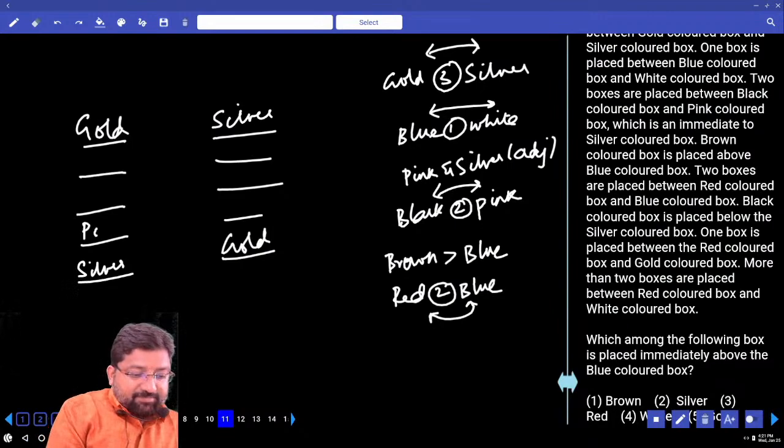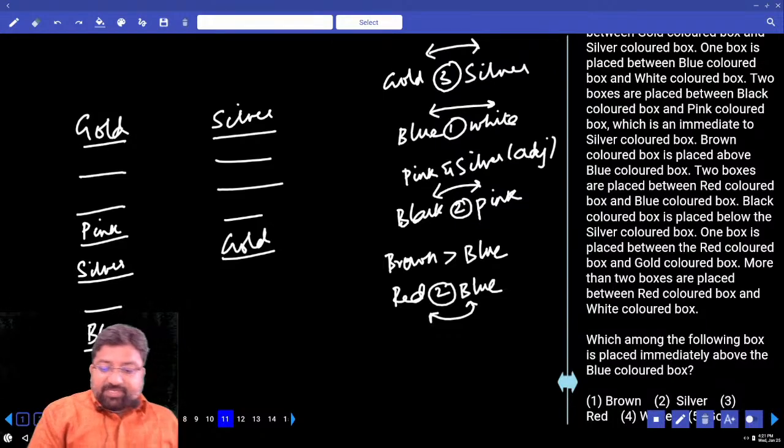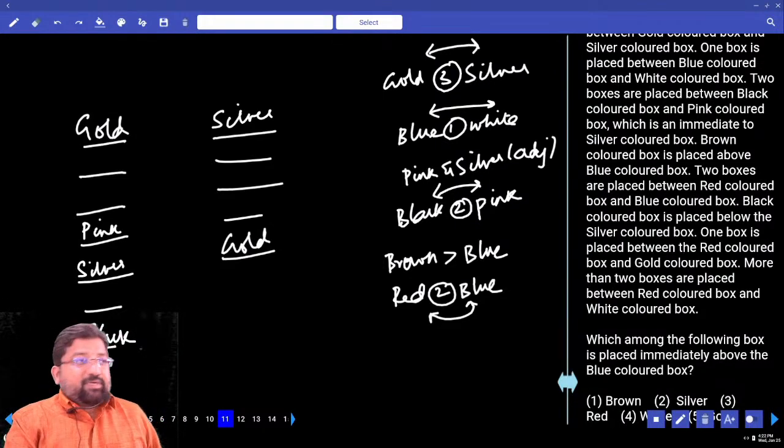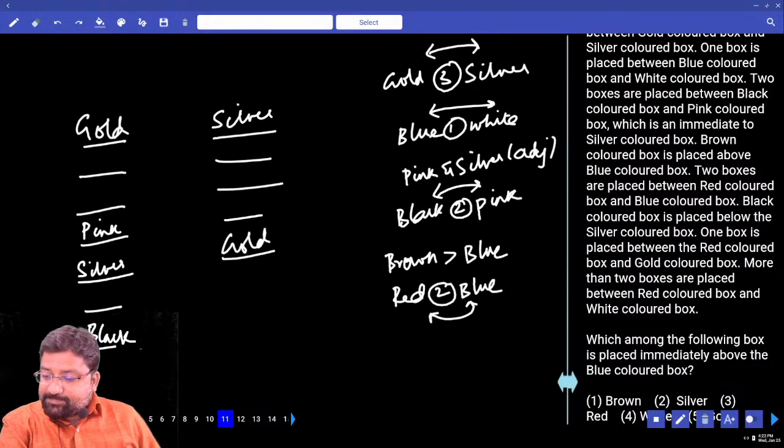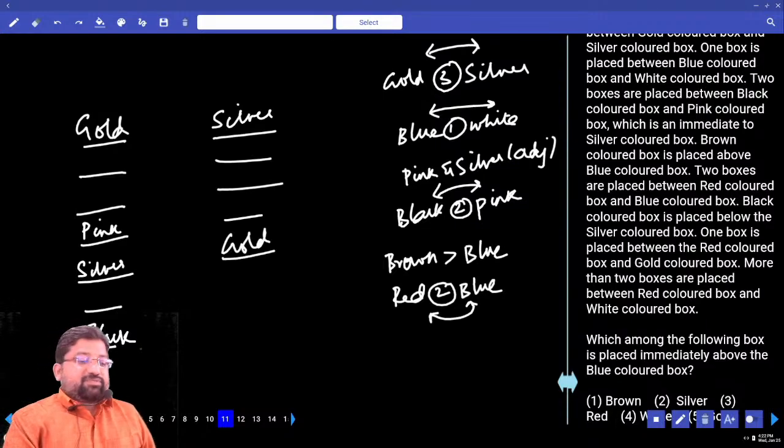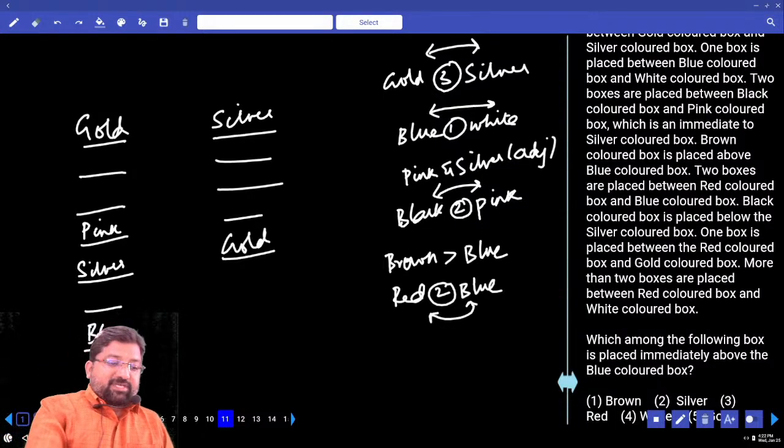This is pink and this is... yes or no? Tell me. Next, next, next, come on. Only 1 box is placed between red colored and gold colored box. Red and gold, there is only 1 box. Can you please count the number here?